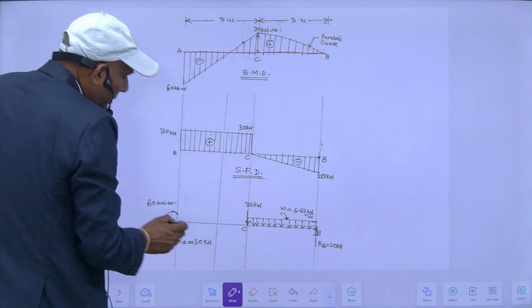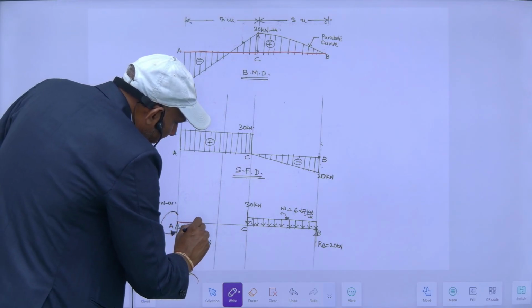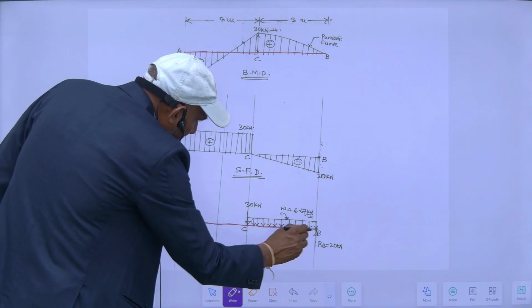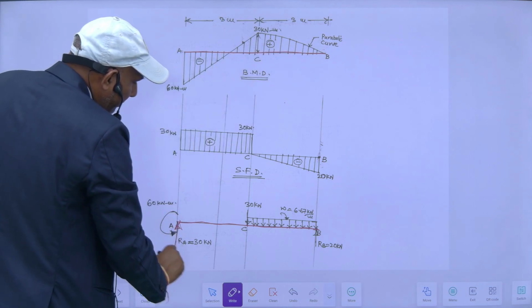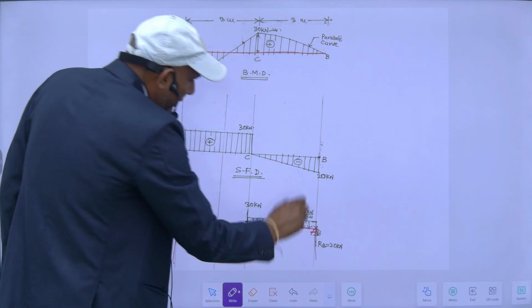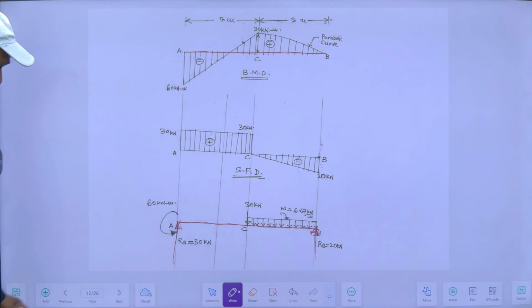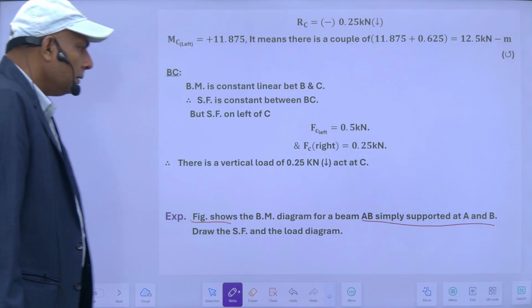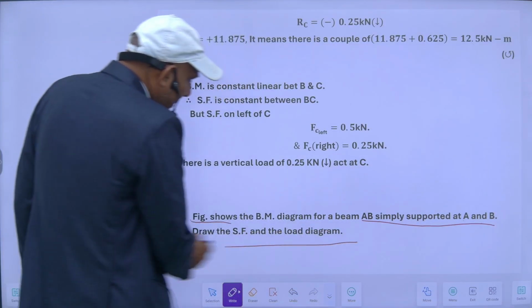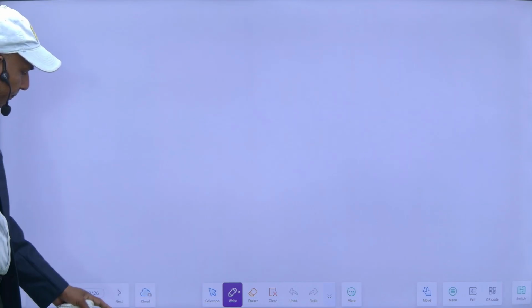It is simply supported at A and B. It means if I draw the loading diagram, this is my simply supported beam, with A and B simply supported. This has been given in the question, and I have to draw the SFD and the loading diagram.